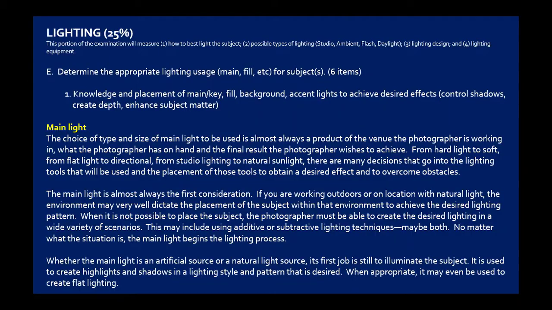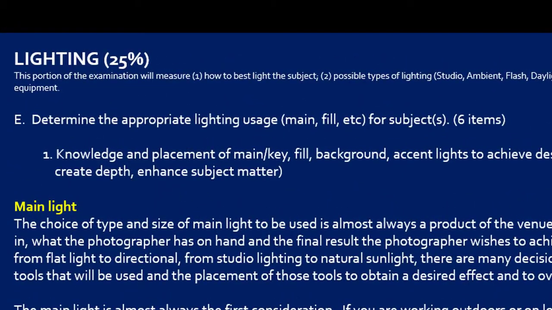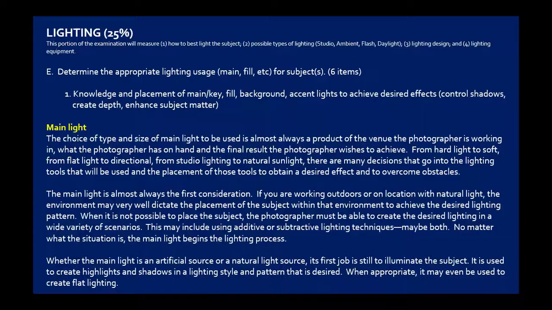We're now on Section E in the lighting section of the test specifications. E says, determine the appropriate lighting usage, main, fill, etc., for the subjects. With 6 items on the exam, this is a pretty large section for us to go through, so let's get right into it. Number 1 begins, knowledge and placement of main, key, fill, background, accent lights to achieve desired effects. In other words, control shadows, create depth, enhance subject matter.